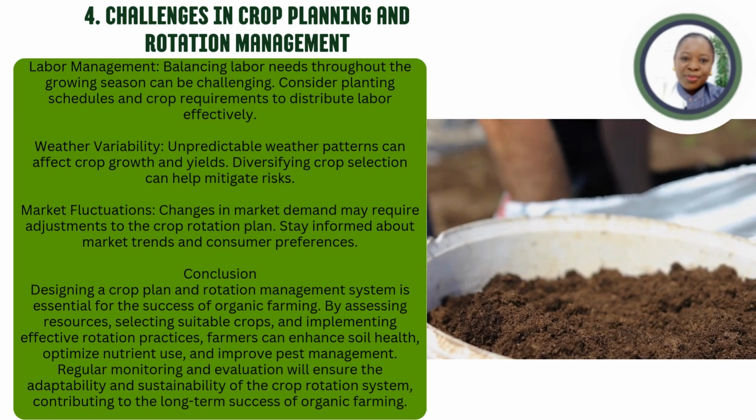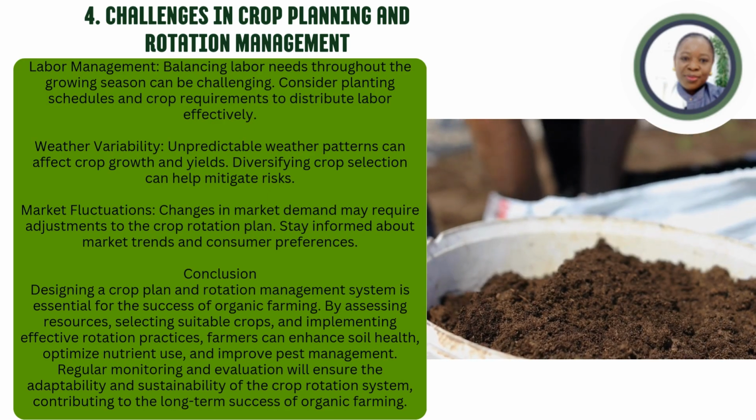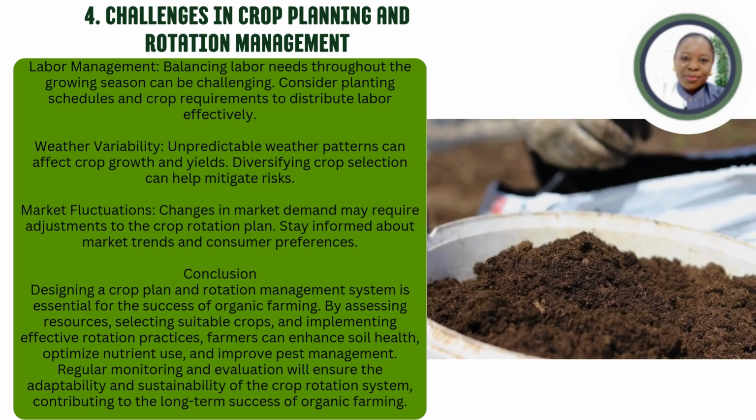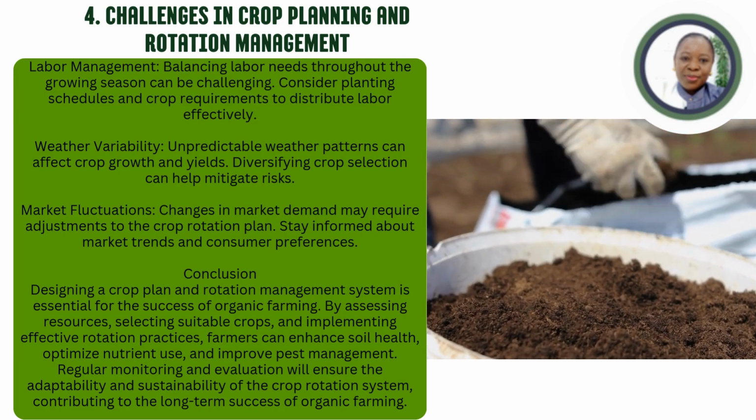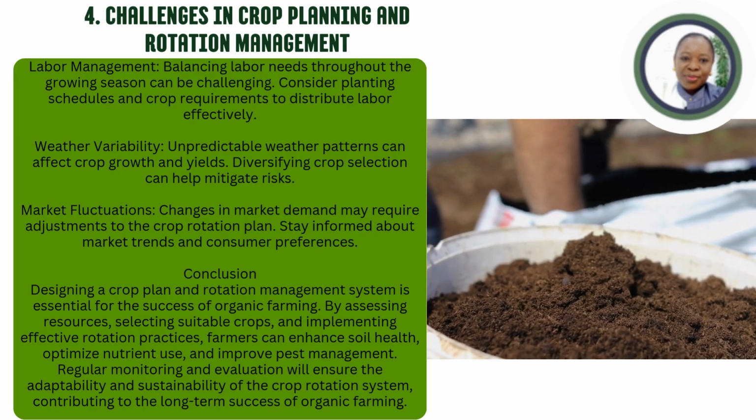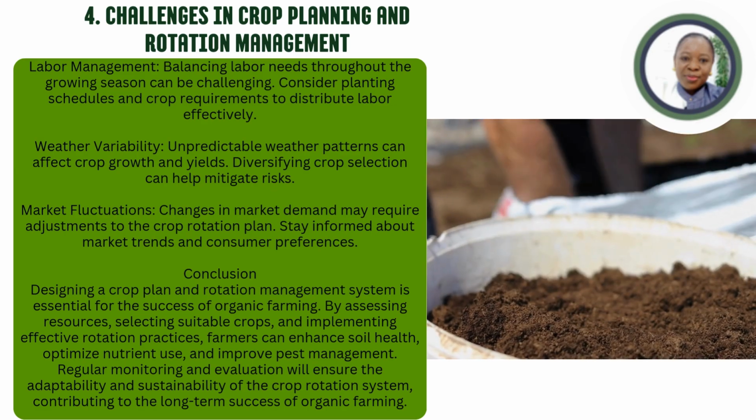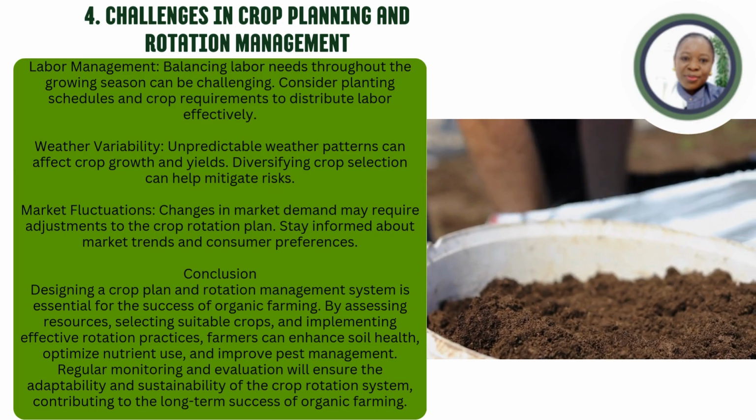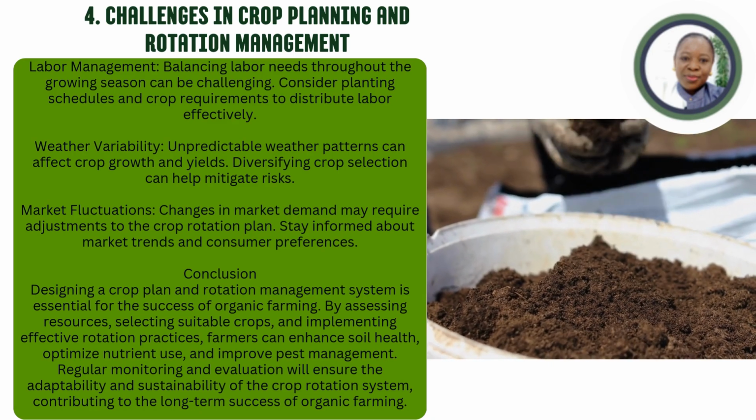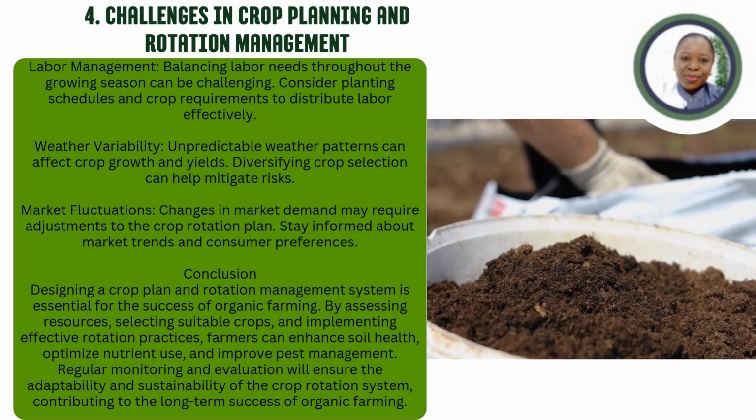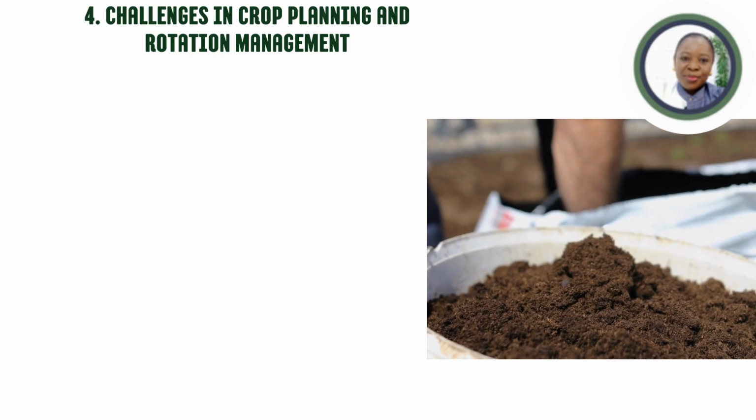By assessing resources, selecting suitable crops, and implementing effective rotation practices, farmers can enhance soil health, optimize nutrient use, and improve pest management. Regular monitoring and evaluation will ensure the adaptability and sustainability of the crop rotation system, contributing to the long-term success of organic farming.